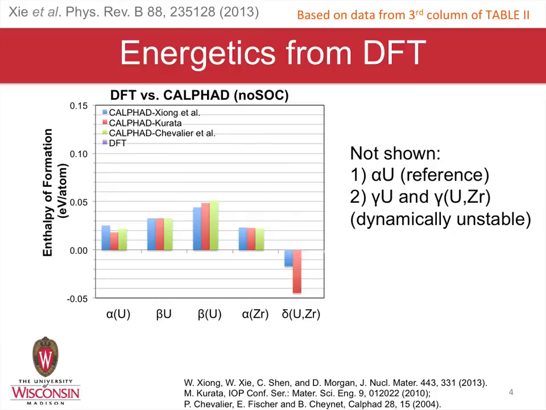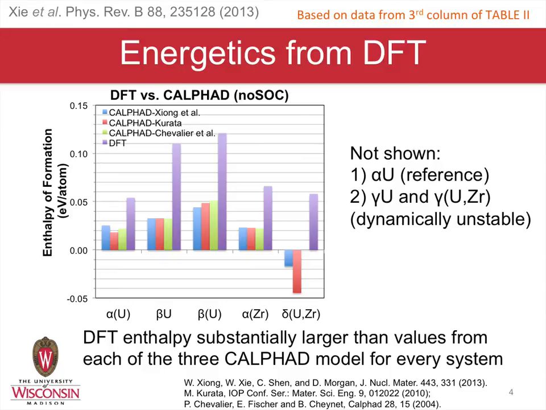Here we plot the enthalpy of formation referenced to alpha uranium and alpha zirconium elemental metal phases for alpha uranium alloy, beta uranium metal, beta uranium alloy, alpha zirconium alloy, and delta uranium zirconium alloy. We compare DFT results to those from 3 different CALPHAD models. These CALPHAD models can be considered as established representations of experimental data, as they are determined by fitting to experimental phase boundaries. It is apparent that DFT enthalpies are much larger than those from the CALPHAD models. For most phases, more than twice as large. For the case of delta uranium zirconium alloy, DFT GGA predicts the wrong sign for the enthalpy of formation.